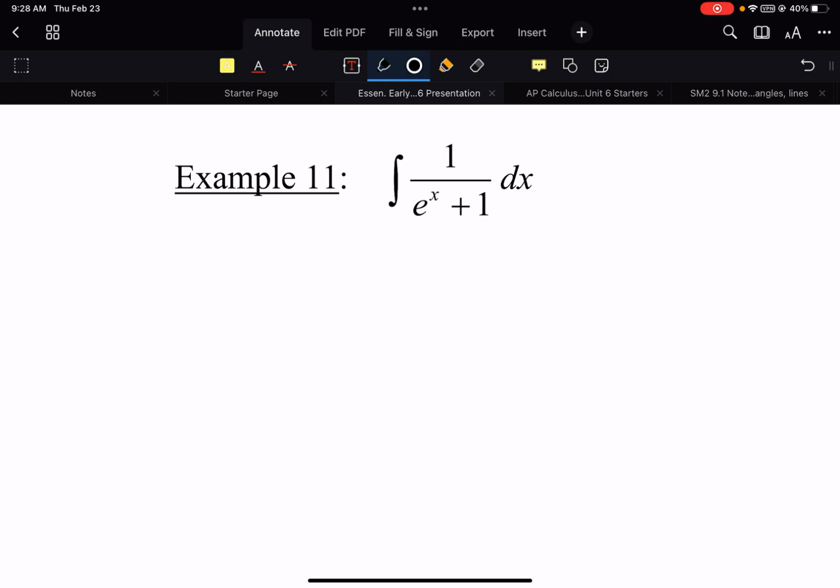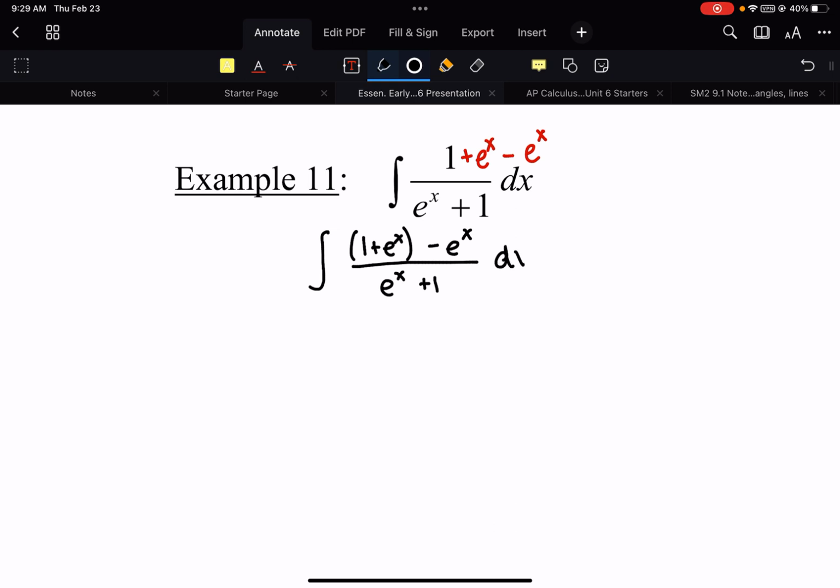So what I'm going to do with this is just do some algebra to change this. I'm going to add e to the x to the top, and I'm going to subtract e to the x, which feels like a dumb thing to do, I know. But I'll show you why that's a little bit useful. So if we just add and subtract e to the x to the top, we haven't changed anything algebraically. But what we can then do is write the top as 1 plus e to the x, we're going to group that together, minus e to the x over e to the x plus 1 dx. And then I'm actually going to split this up into two separate integrals.